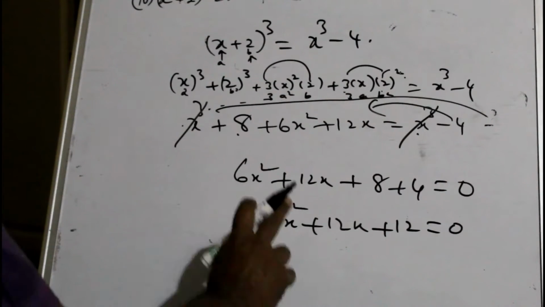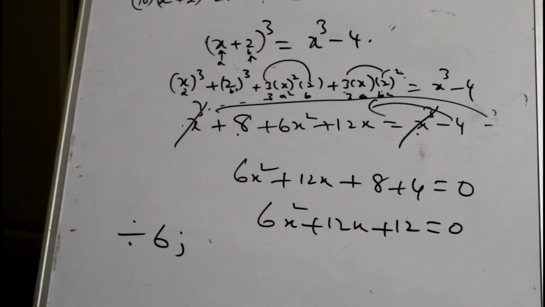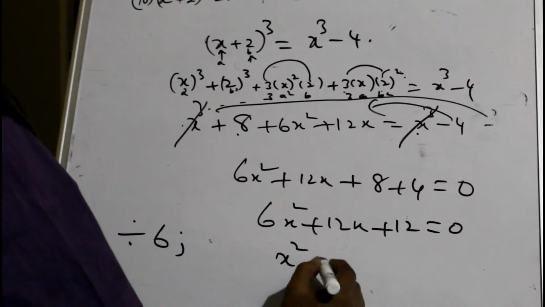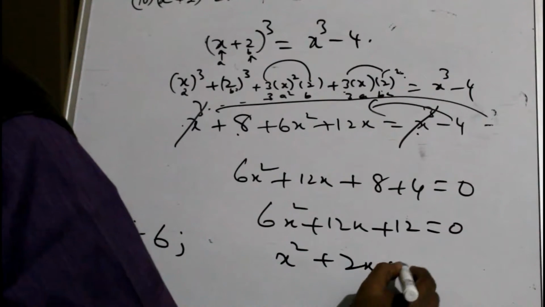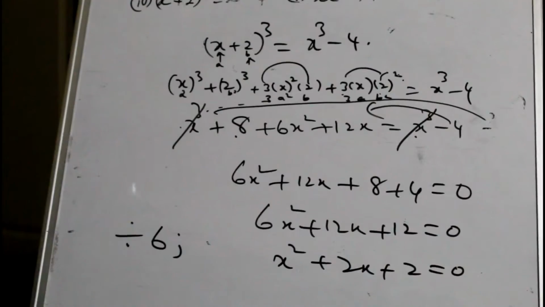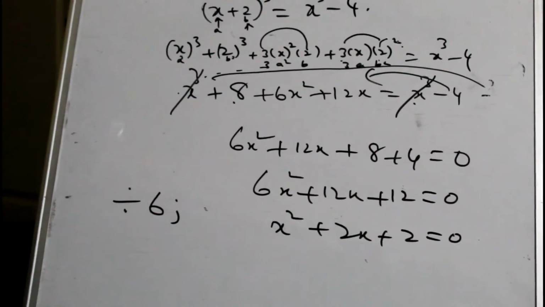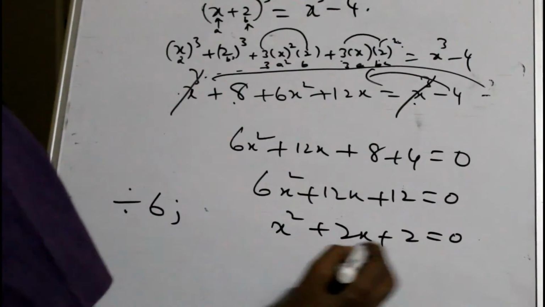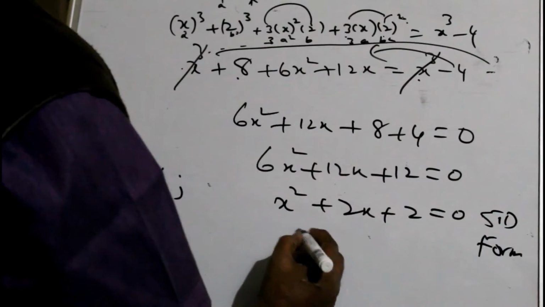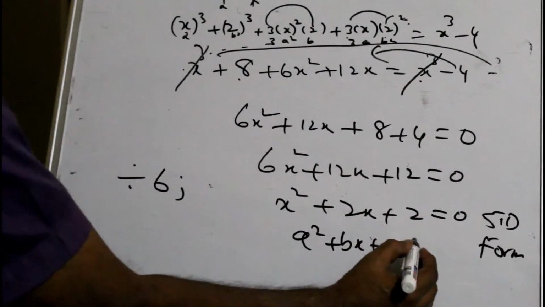Generally, this is a quadratic, but if something is common, you can divide by 6. That's a good habit before bringing it to standard form. If you divide by 6, you get x square plus 2x plus 2 equal to 0. When something is common, you try to divide. Learn this first so that when you do sums, it will be much easier. Now this is a quadratic. This is called standard form. You brought it to the standard ax square plus bx plus c equal to 0.